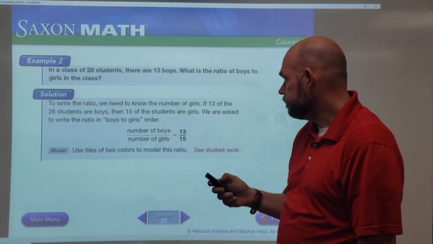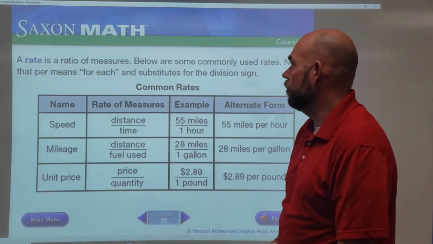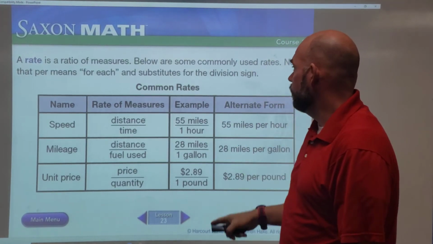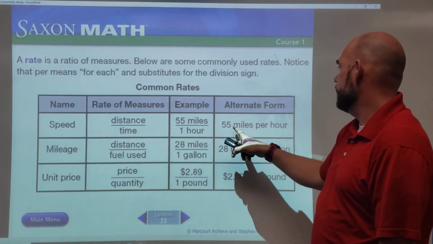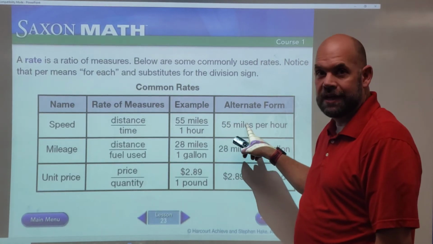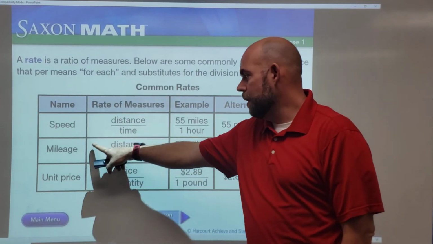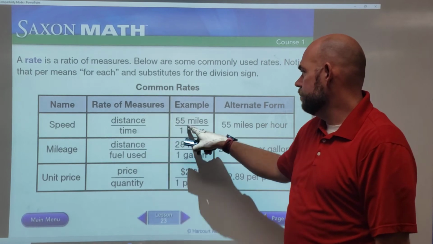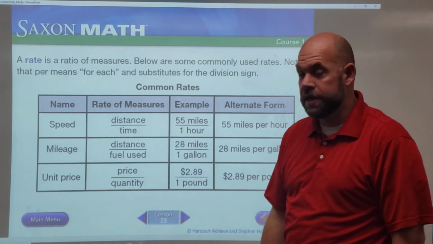All right. A rate, so now we're moving on to a new concept here. A rate is a ratio of measures. So below are commonly used rates. Notice that the per means for each. So if we said 55 miles per hour, it means there's 55 miles in each hour. So that's going to be a rate. Common rates are speed, mileage, and unit price. So if we have distance and time, 55 miles in 1 hour, we say 55 miles per hour, or mph.